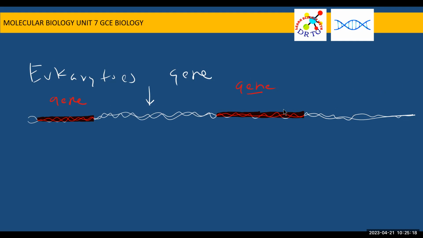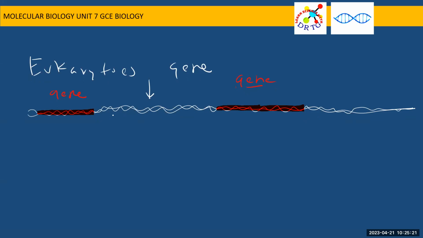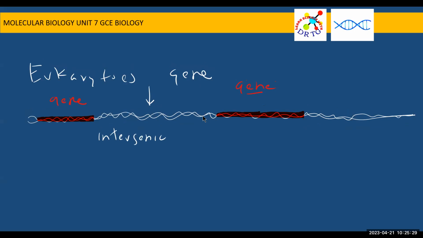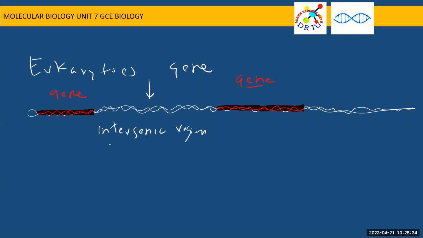So what is that then? This space is called the intergenic region. Simply a non-coding part. So it doesn't make a protein, it doesn't make a polypeptide, it doesn't give a code to make a polypeptide. Its function is not to give a code to make a protein. These regions are called intergenic regions.